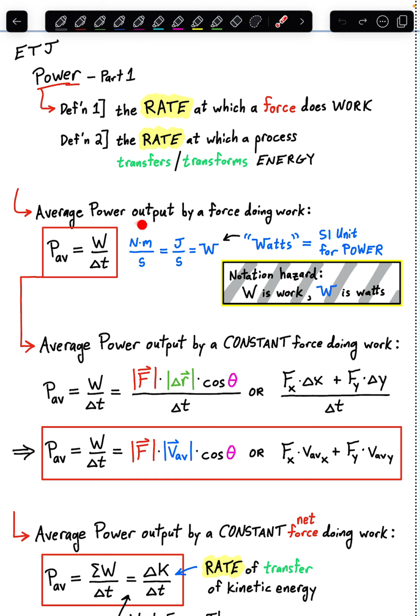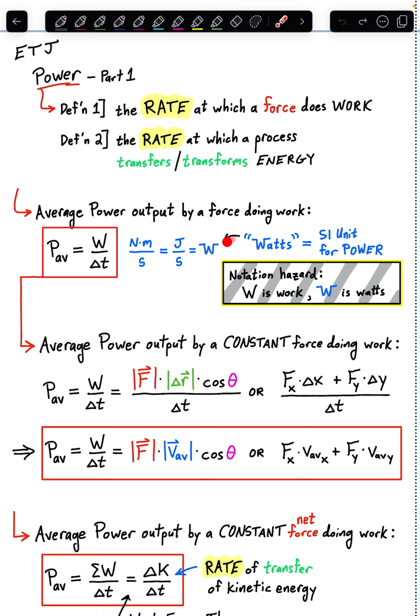The average power output by a force doing work is defined as the amount of work done divided by the amount of time that it took. Looking at our units, we have Newton meters of work divided by seconds in time in SI units. A Newton meter we know is the same thing as a joule of energy. So this is joules per second. And 1 joule per second in the SI system is defined as 1 watt of power output. So that's capital W for watts, the SI unit for power.